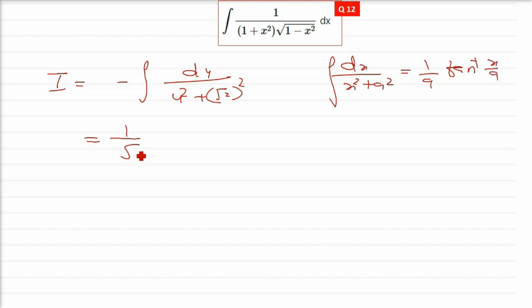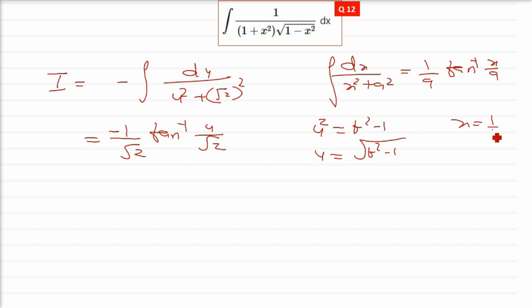So 1 by root 2 minus is already there, tan inverse u by root 2. Now what was u? u square was t square minus 1. So u will become under root t square minus 1. But t was also taken as something in the beginning. x was 1 by t, so t will become 1 by x. So this u will become under root 1 by x square minus 1. This will be under root 1 minus x square divided by x square.